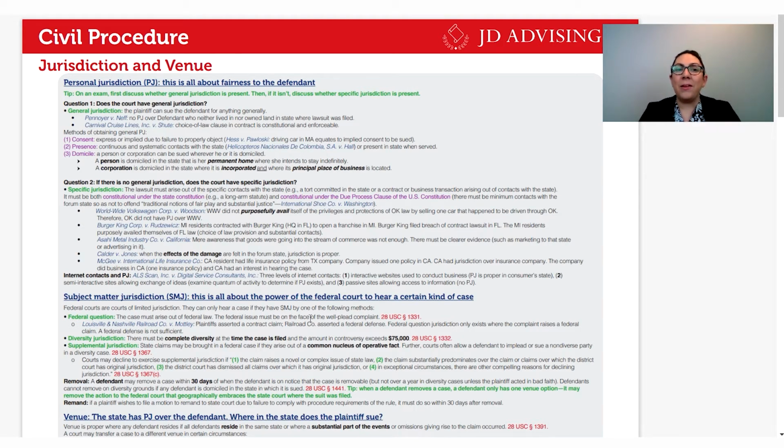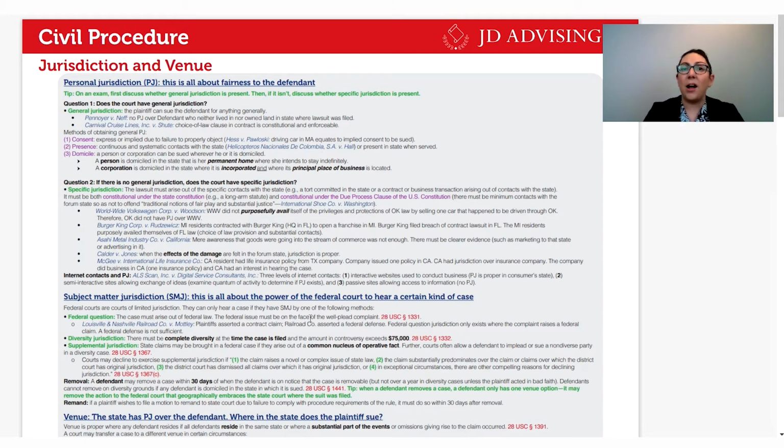And the test that we look at to see if a specific personal jurisdiction is constitutional is what we refer to as the minimum contacts test. So are there sufficient minimum contacts between the defendant and the state so as not to offend traditional notions of fair play and substantial justice? This test comes from the International Shoe case. That's where the Supreme Court developed this test that we now use all the time to determine whether specific personal jurisdiction is constitutional. So you simply look at the contacts that the person has with the state.